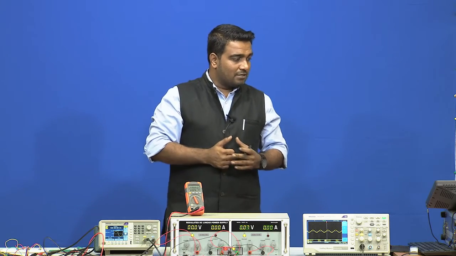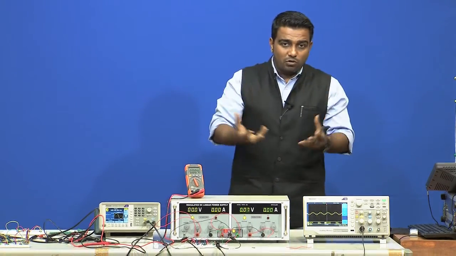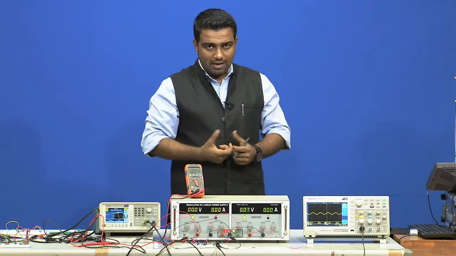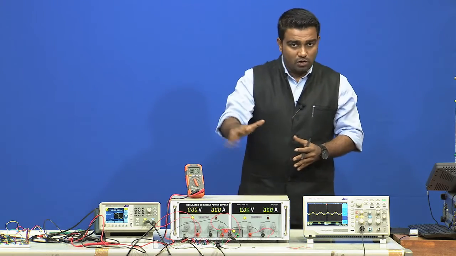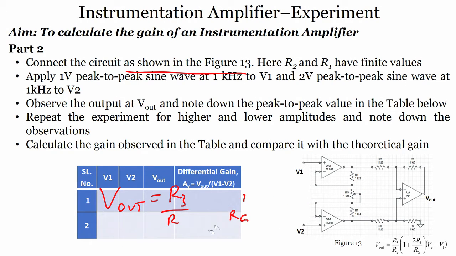So, the point is for those people who do not know how a potentiometer or a variable resistor looks like, we will see in the next circuit soon, once I complete this slide. So, what we have to do? We have to connect the circuit as shown in figure. We have connected. Now what to do? Now here resistors R2 and R1 have finite values. R1 is 1 kilo ohm, R2 is 1 kilo ohm.